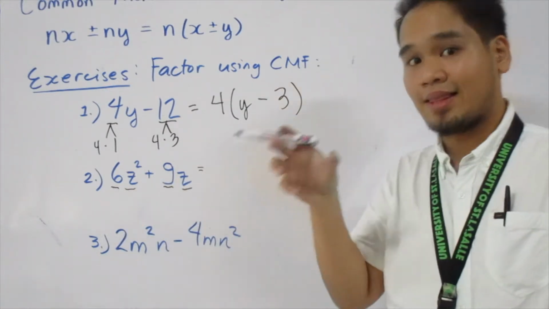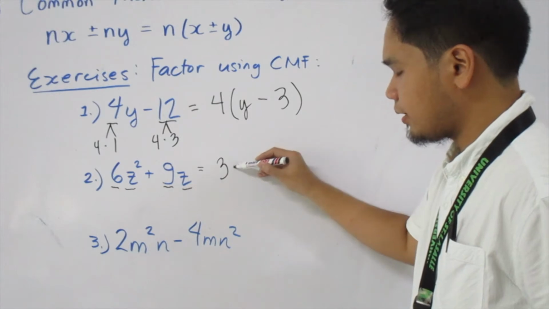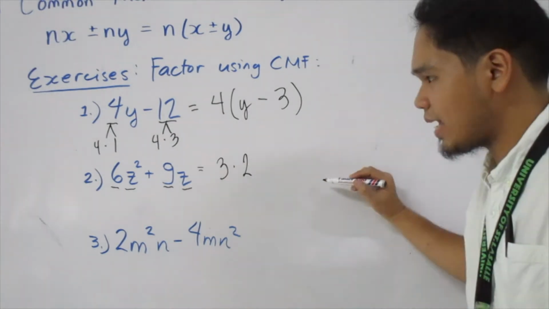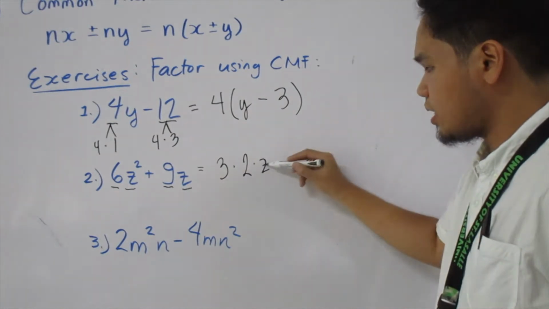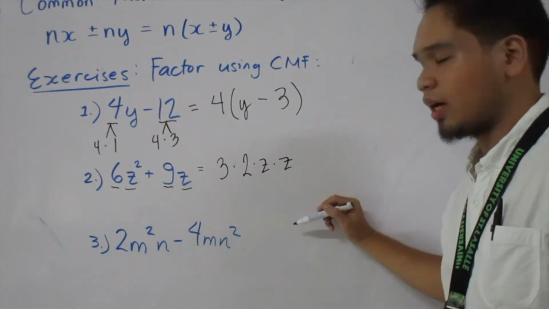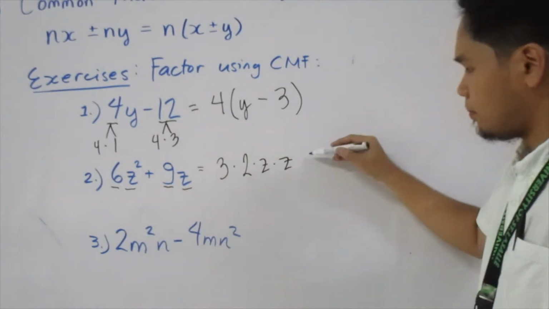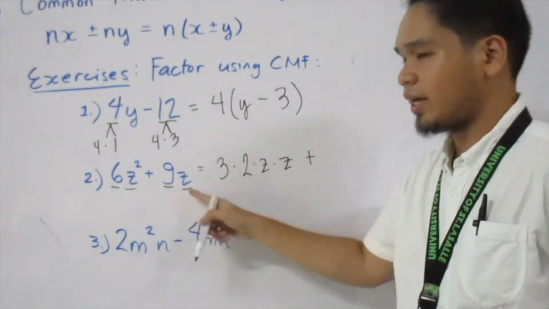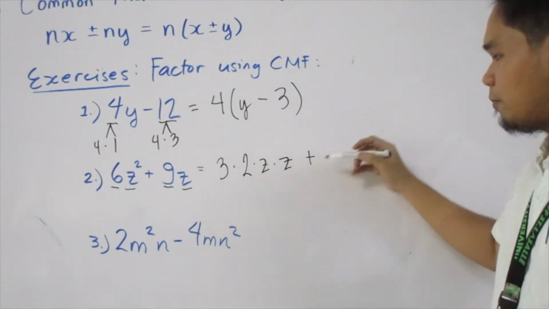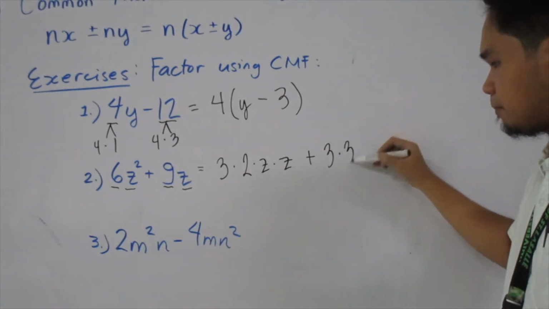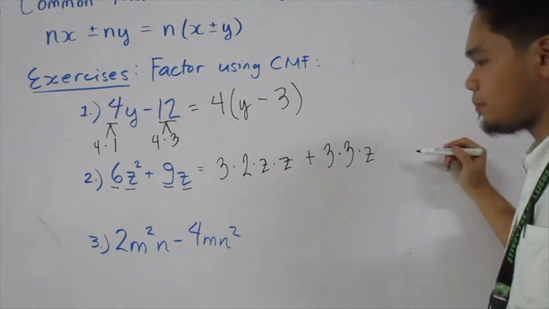So if we're going to look at it from that perspective, 6 will be 3 times 2. And this z squared, multiplying it by itself, will look like z times z. So this is the prime factorization of our first term here. So put the plus sign. Okay, 9z, look at it from the perspective of a multiple of 3. So 9 will be again 3 times 3. And this z will be over here.